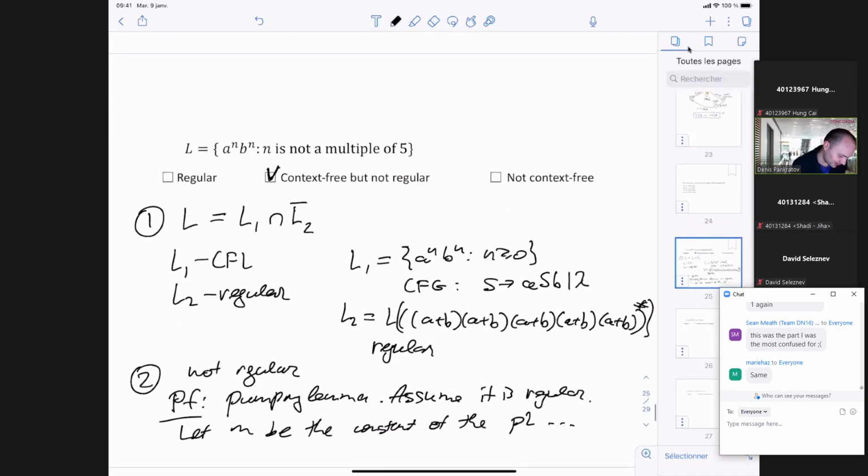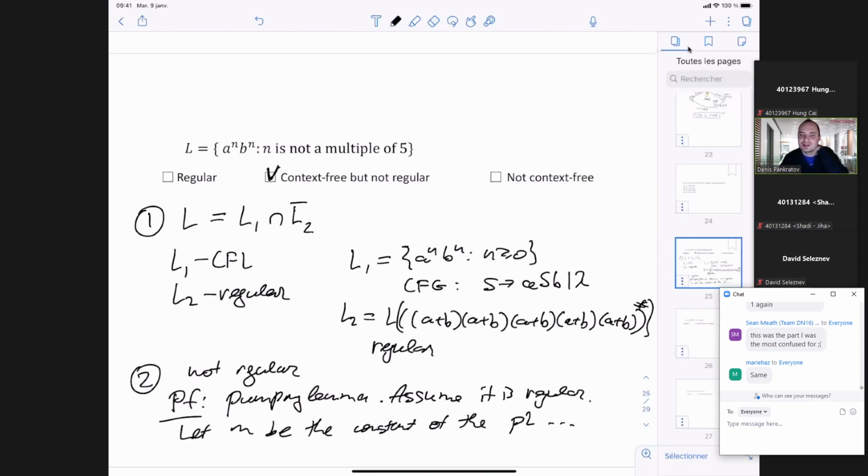Can I explain the first one again? So essentially a^n b^n where n is not a multiple of 5. I want to show that this language is context-free. The way that I'm going to show that is I'm going to use the regular intersection. If you have a language that's context-free and you intersect it with a regular language, the result is context-free. So I want to find language L1, which is context-free, and language L2, such that L1 intersection L2 complement is exactly this language. So L1 is just the language a^n b^n.